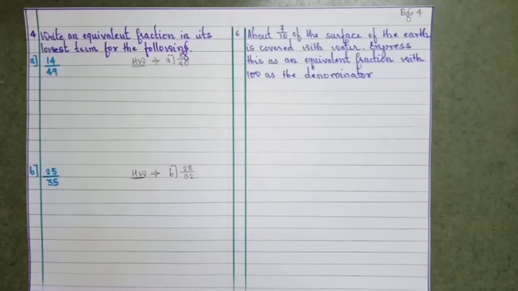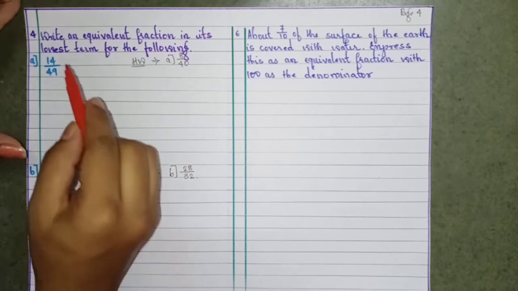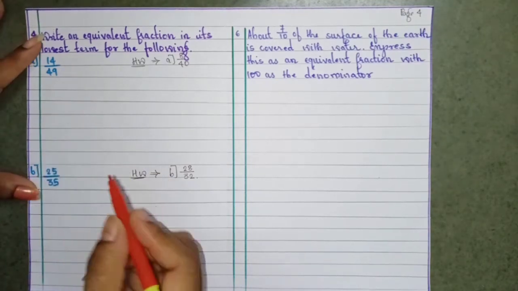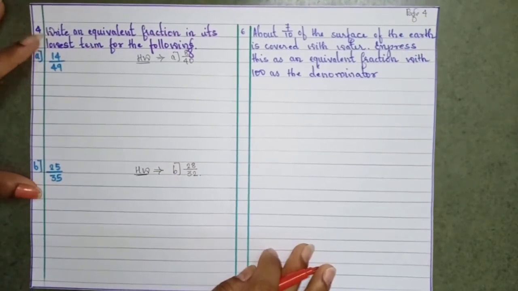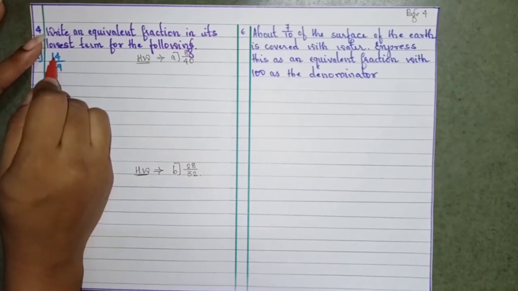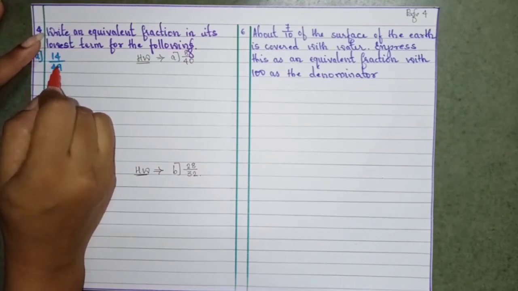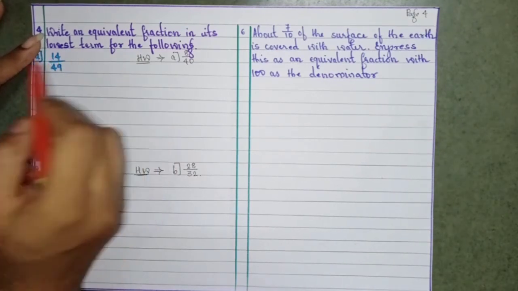The next question, question 4. Write an equivalent fraction in its lowest term for the following. So we need to reduce it to the lowest term. That can be done by dividing the fraction. Let's check whether the numerator and denominator are both divisible by the same number. So which is that number?